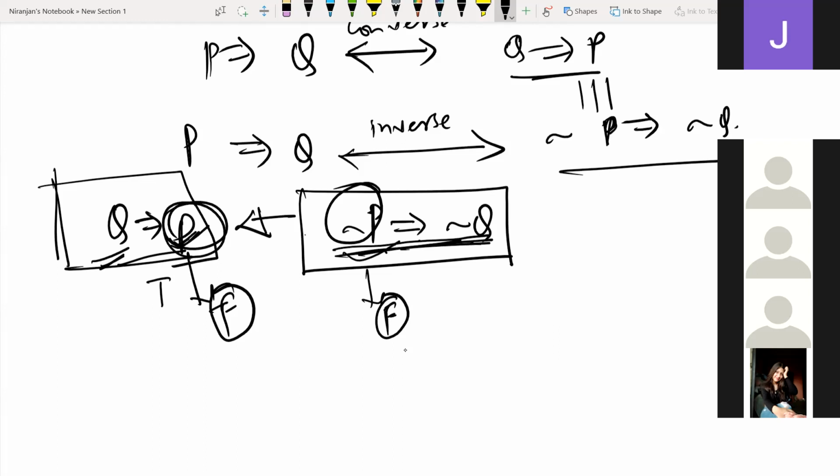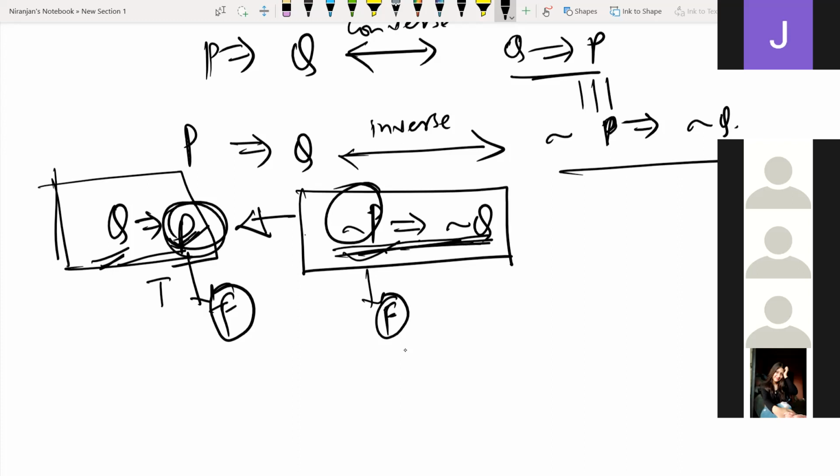You're starting with that. You're thinking that, okay, my car has gas. That implies that my car will run. That's your starting point. That's what you're saying in inverse, right? So converse is always going to be logically equivalent with that.